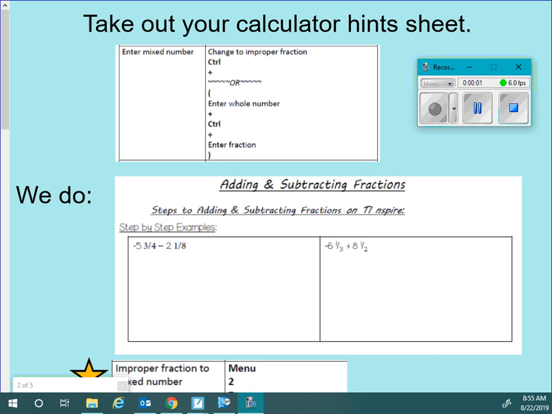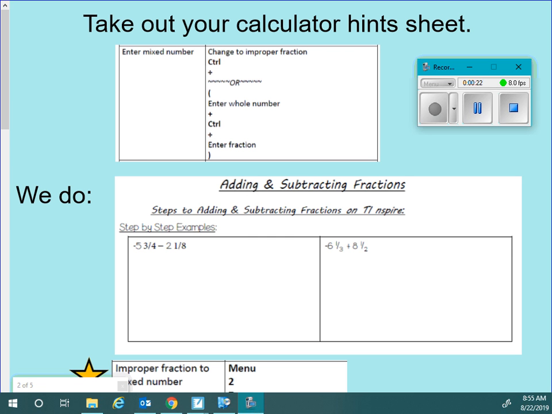So today, we're going to do fraction operations with your calculator. And go ahead and take out your calculator hint sheet. We are going to learn how to enter a fixed number. You do have two options. And I'll show you one that I use the most. You're more than welcome to use what you prefer.